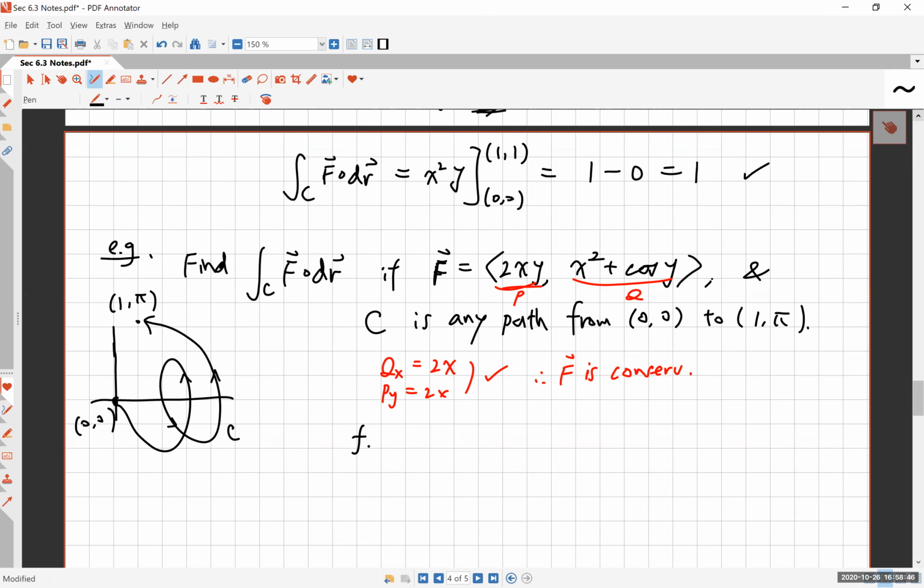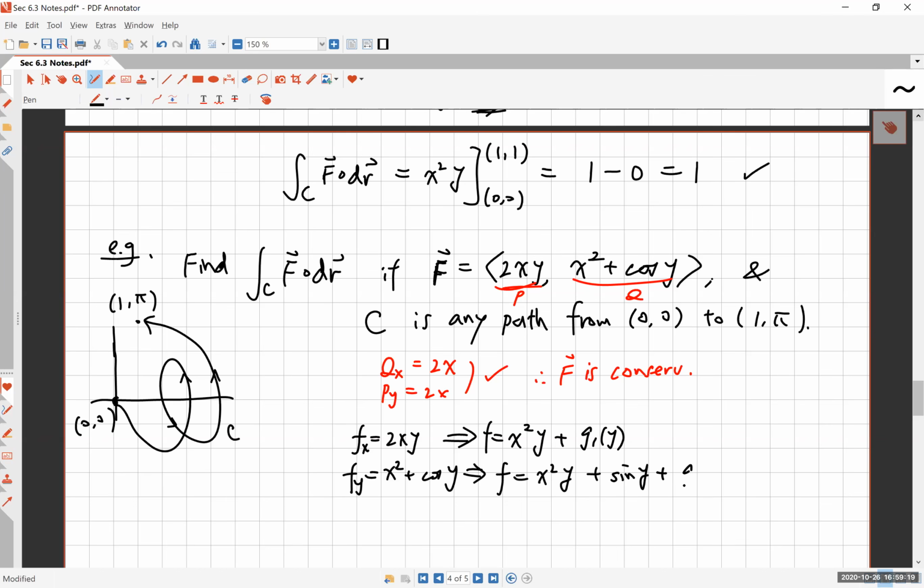Now, if the potential function exists, remember f_x has to be 2xy, and f_y has to be x squared plus cosine of y. If f_x has to be 2xy, then the original function has to be x squared y plus some expression of y only; we can't have x anymore. But if this is f_y, then f has to be x squared y plus sine of y also, plus some expression of x only, which will disappear when you differentiate with respect to y.